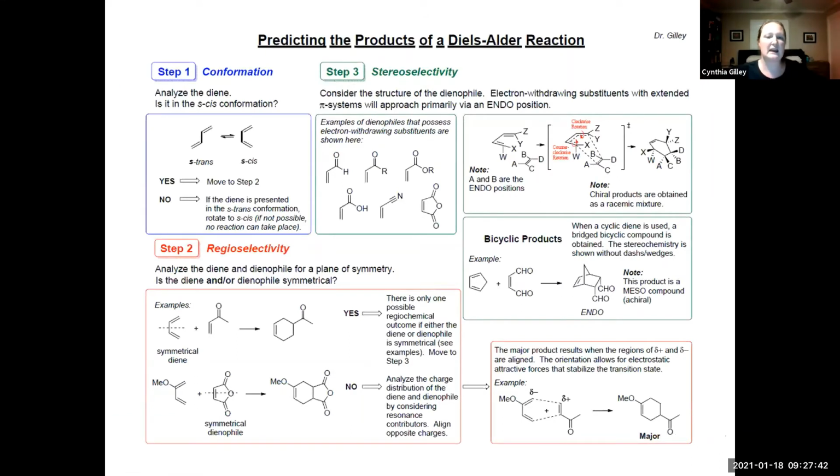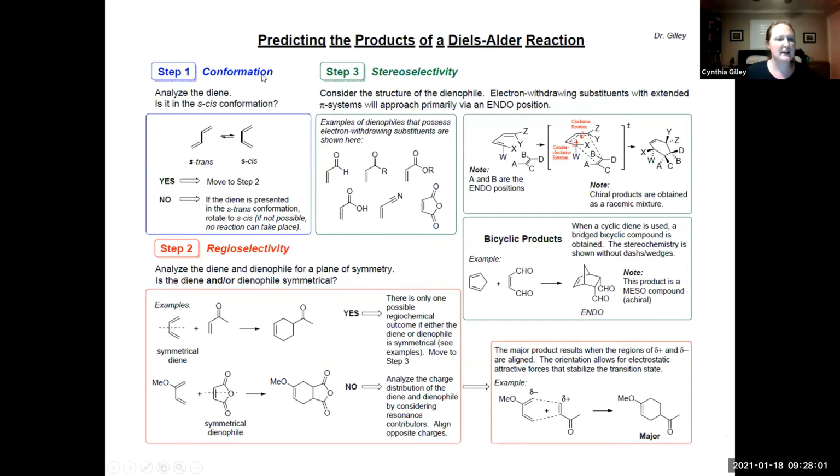Okay, I wanted to show you a picture of a handout that I'm linking on Canvas for you guys to print out and use if you would like. And that takes you through a stepwise process for predicting the products of a Diels-Alder reaction.